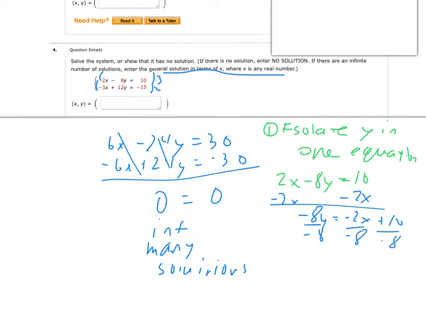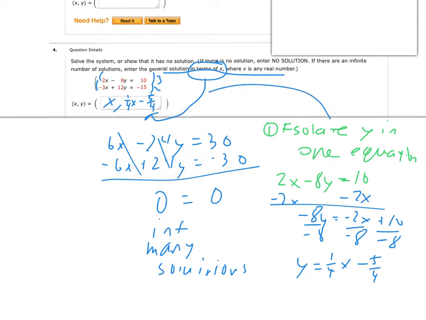And so that gives me y equals 1/4 x minus 5/4. And so that allows me to write this point then as x comma 1/4 x minus 5/4. So instead of y, they're wanting this, like it says, in terms of x. That means your y value should actually be an expression of x.